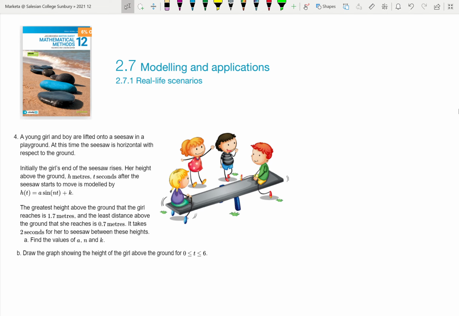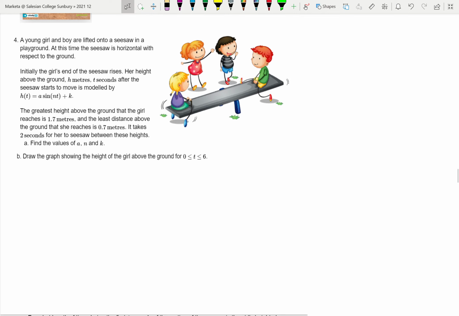Guys, today we're going to continue with 2.7 and I'm going to do question 4. So this one's about a girl and a boy on a seesaw. It says that when they're lifted onto the seesaw, it is horizontal with respect to the ground, so that's important. That comes in later. Initially the girl's end of the seesaw rises. Her height above the ground is given by this equation.